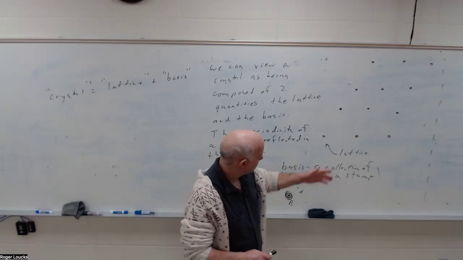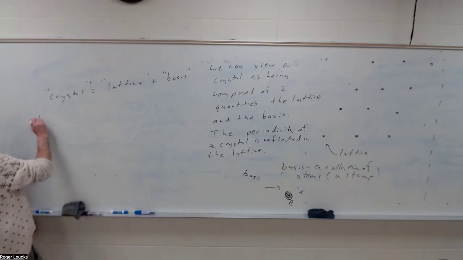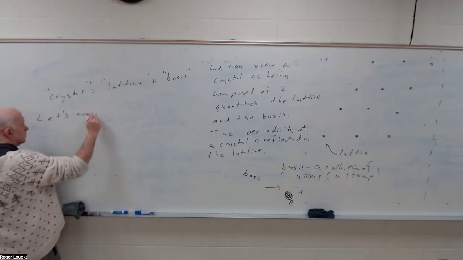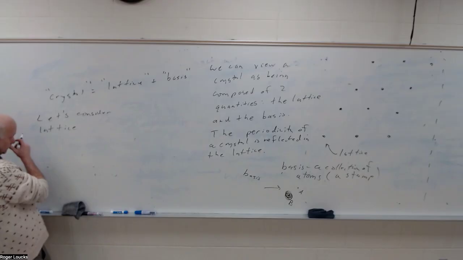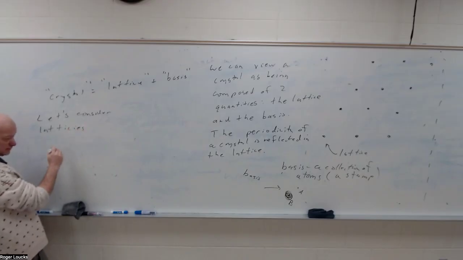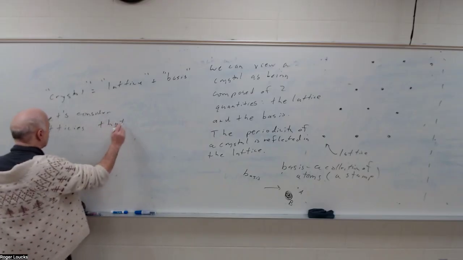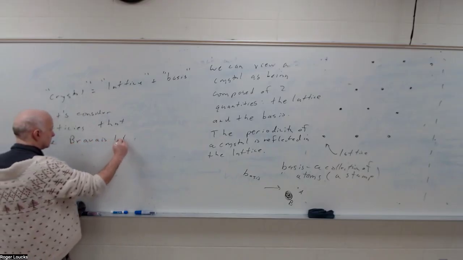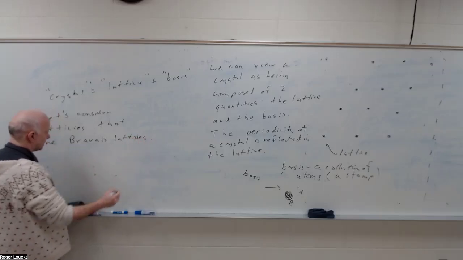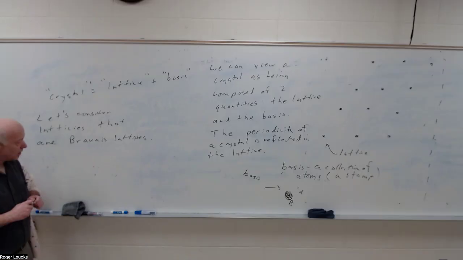Now we need some names here. This lattice, we're going to specify to a certain lattice called a Bravais lattice. So let's consider lattices that are Bravais lattices. He's French, and so this is why it's Bravais. That's actually the correct way to pronounce it. Bravais. And it's going to be the following.